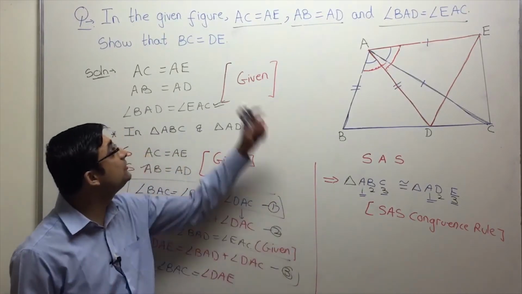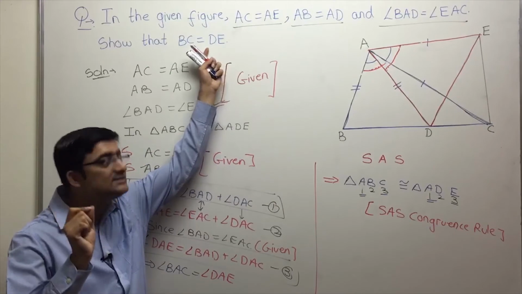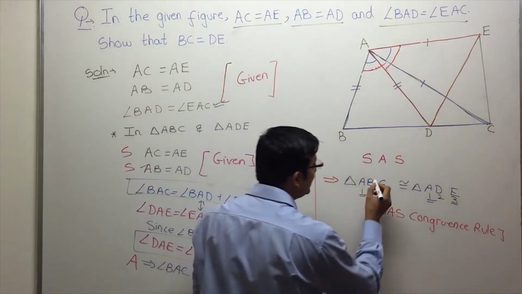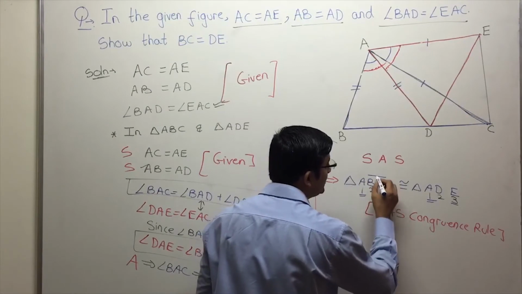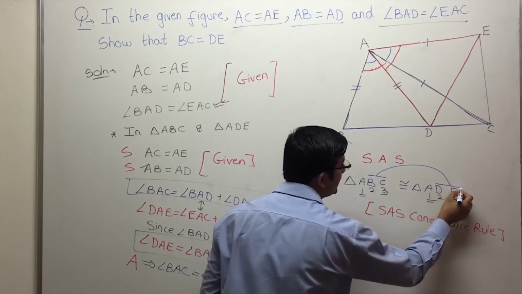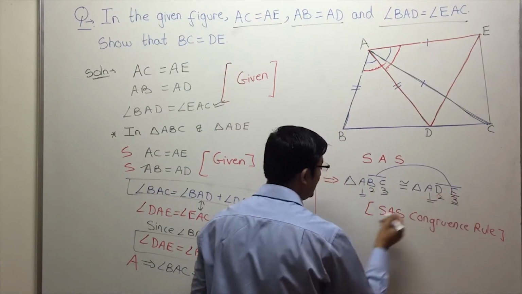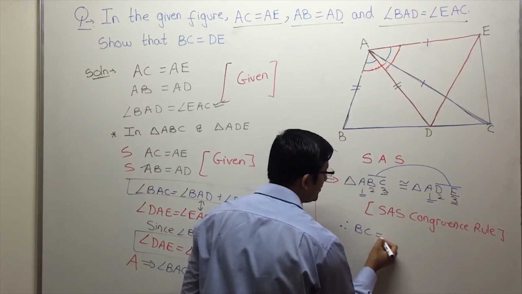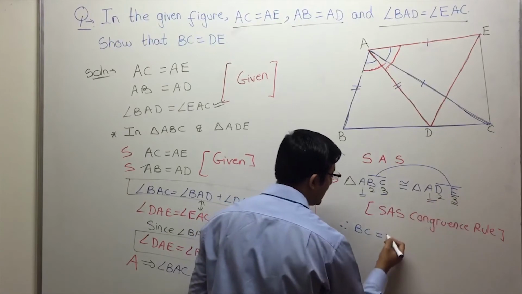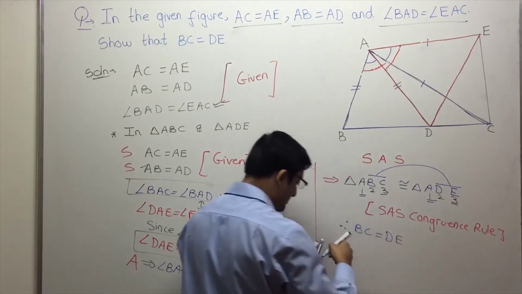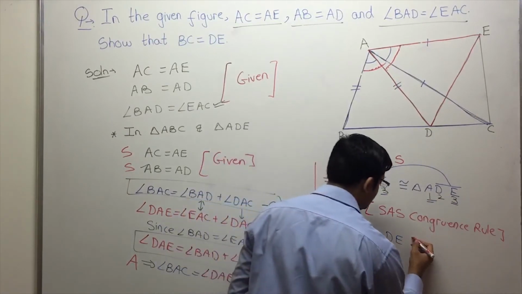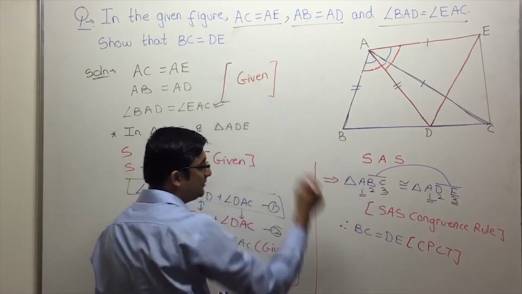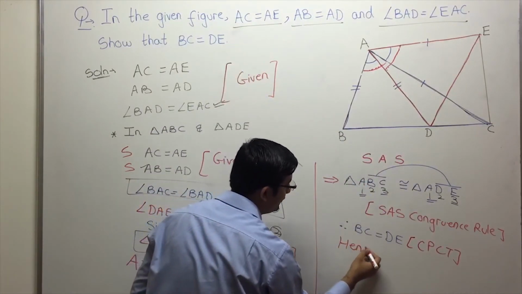What do we have to show? BC is equal to DE. So get the side corresponding to BC from the congruence statement. So what is BC over here? Second and third letter. This will correspond to second and third letter here. What is second and third letter here? D, E. So we have therefore BC corresponds to second and third letter here, that is DE. What is the reason? CPCT, corresponding parts of congruent triangles, which is exactly what we wanted. So hence proved.